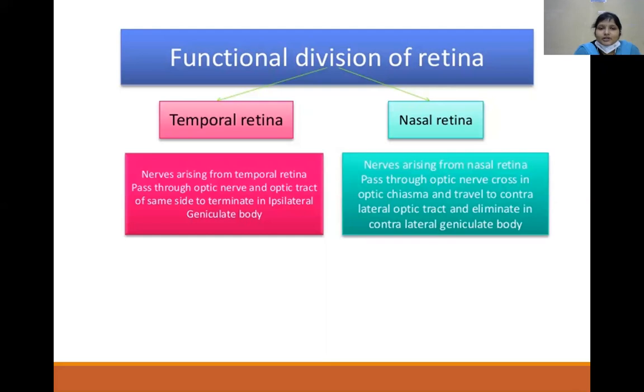Whereas in the temporal retina, there is no decussation. Those that arise from the temporal retina go through the optic nerve. They do not cross in the optic chiasma, and they go to the ipsilateral optic tract and ipsilateral geniculate body.